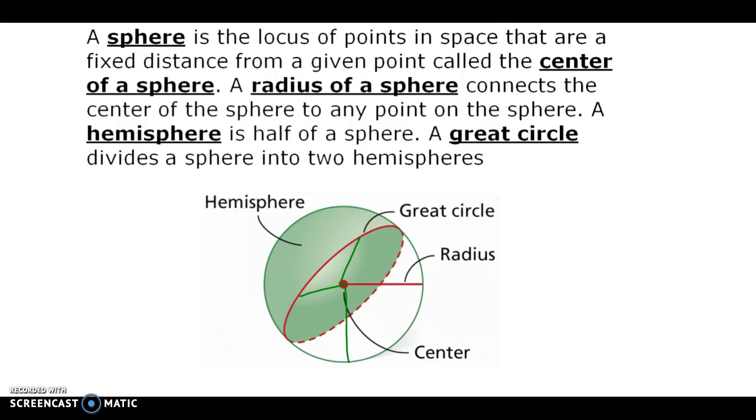And then the last little vocab word, a great circle divides a sphere into the two hemispheres. So what would be the great circle of the Earth? The equator, right? Divide it right in half.